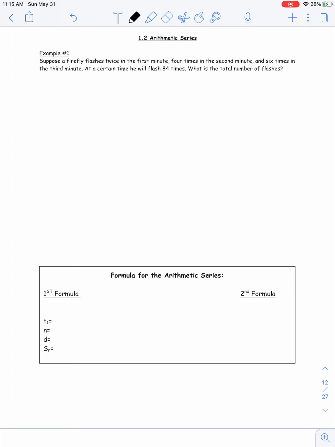Example number 1: suppose a firefly flashes twice in the first minute. So that's term 1. 4 times in the second minute, 6 times in the third minute, and so on. So this is our sequence here. Term 1 we know is 2. Term 2 is 4. Term 3 is 6. And our d value is 2 because we're adding 2 to get from term to term.